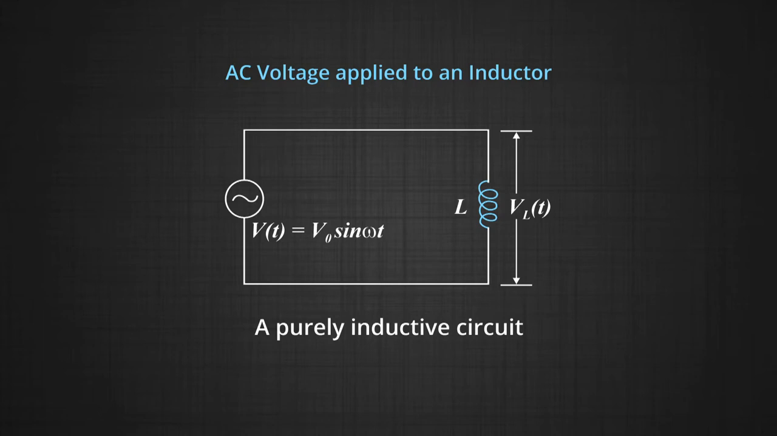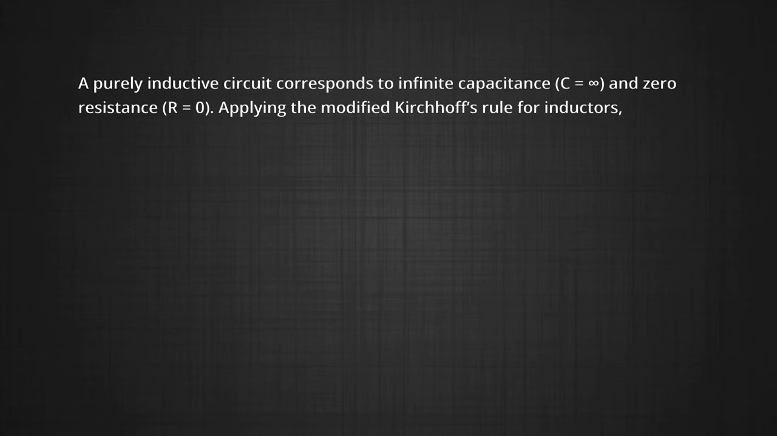Now we will discuss how the inductor behaves when an AC source is applied in the circuit. Say we have an AC source V = V0 sin omega t, and we have an inductor L which is connected in series to the AC source. So, a purely inductive circuit as shown corresponds to infinite capacitance C and zero resistance, that means we do not have any resistance in the circuit. Applying the modified Kirchhoff rule for the inductor, we have V(t) minus L dI/dt is equal to 0.